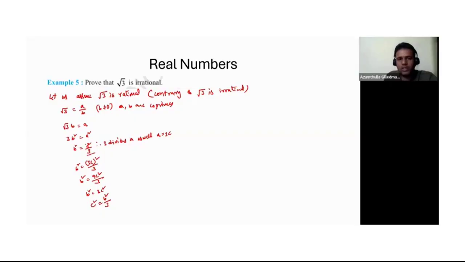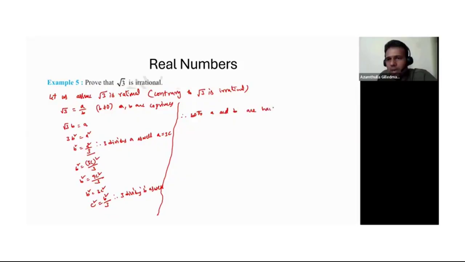So what is happening here? 3 is dividing a square. So 3 also divides a. And here 3 is also dividing b square. That means therefore 3 divides b as well. But what are these a and b? a and b are what? Co-primes. So here what we are getting, both a and b are divisible by 3, which is incorrect, right? So therefore, both a and b are having at least 3 as a common factor.